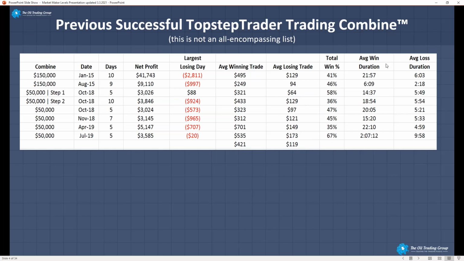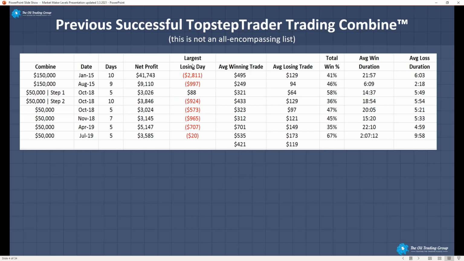Also, if you'll notice here, the average win duration is about 22 minutes. The average losing duration is about 4.5 to 5 minutes. And that's about a 4-to-1 holding on to winners longer than your losers, right? So you are essentially cutting your losing trades short and letting your winning trades run, and you have a high reward to risk ratio in terms of your actual reward to what you are risking.